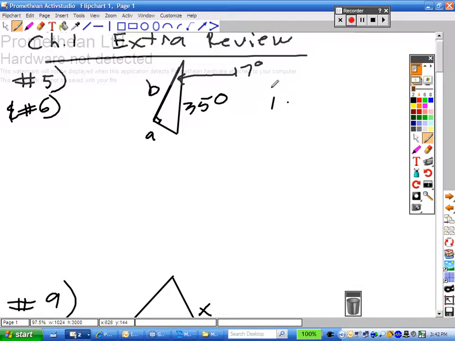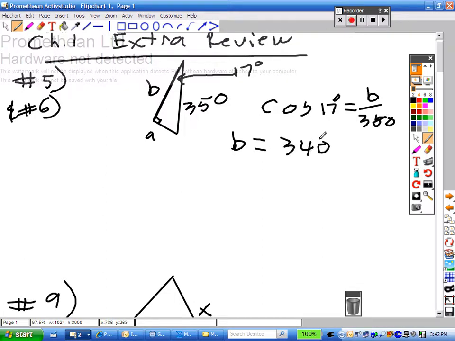The cosine of the angle, which is 17 degrees, is the adjacent B divided by 350. And so simply at that point, all we have to do is multiply both sides by 350. Side B becomes 340. And now, for number 6, we want to solve for side A.